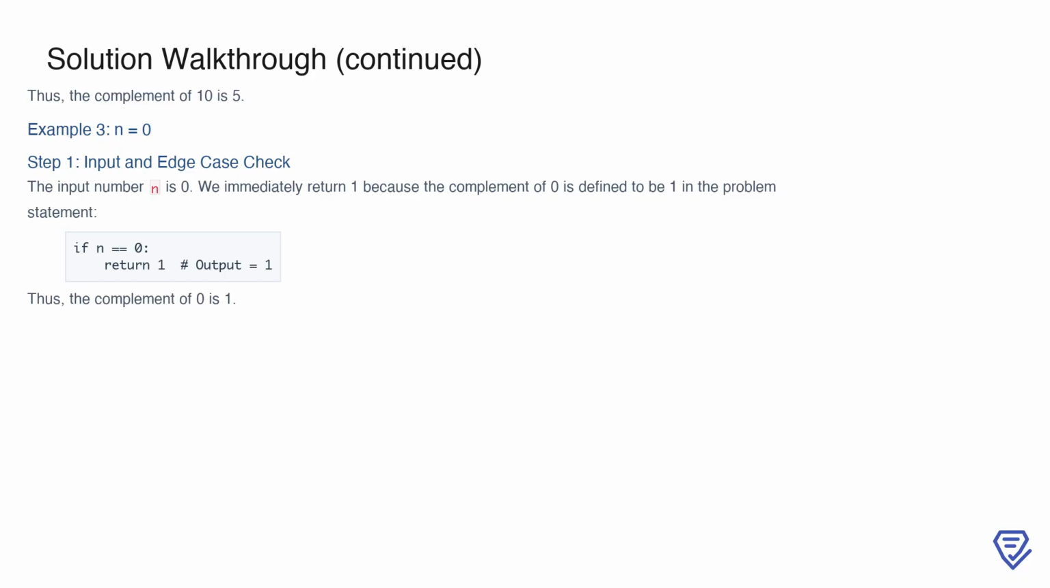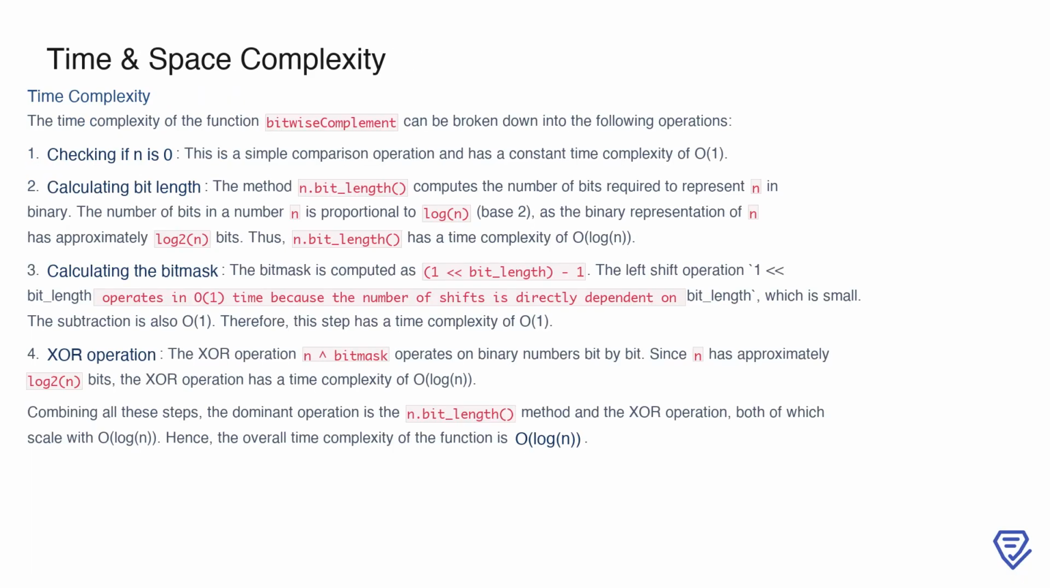To analyze the time complexity of the bitwise complement function, we can break it into individual steps. First, checking if n equals 0 is a straightforward comparison, which takes constant time, or O(1). Next, the n.bit_length method calculates the number of bits needed to represent n in binary. Since the number of bits is proportional to the base 2 logarithm of n, this operation has a time complexity of O(log n).